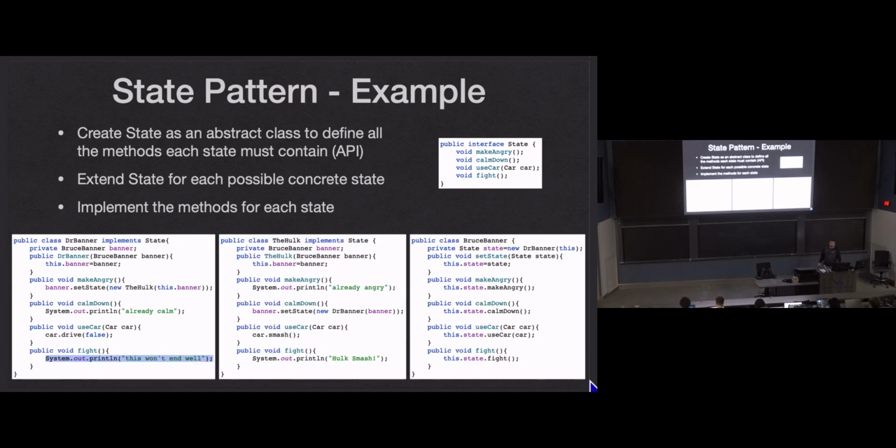If we were in the Hulk state, if state had a reference of type Hulk, and we call fight, this.state.fight would go to the Hulk class, if the object is of type Hulk, and call this method instead. So the behavior of the Bruce Banner object depends on the type of the variable referred to by its state variable. So we're changing behavior depending on the type of that variable.